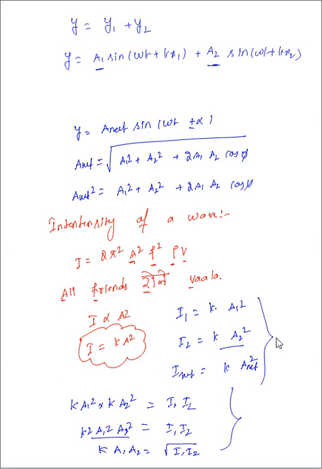So let me check how we get that intensity equation. Now if you observe, the amplitude equation we got is A net square equal to A1 square plus A2 square plus 2 into A1 into A2 into cos phi. Now we multiply both sides with K. So K into A net square is equal to K into A1 square plus K into A2 square plus 2K A1 A2 cos phi.